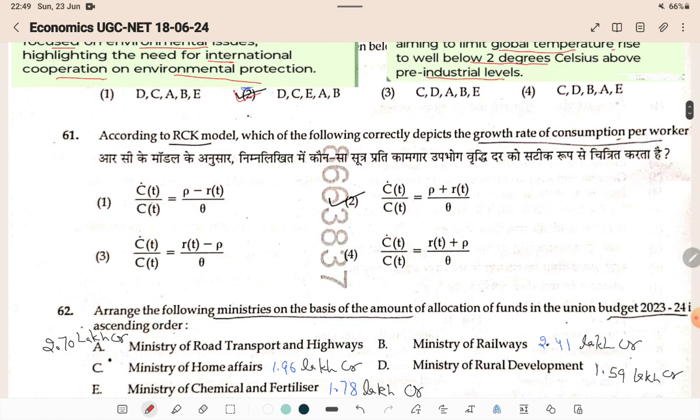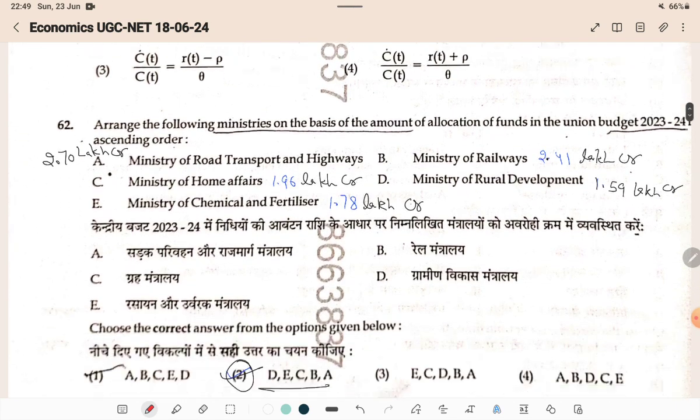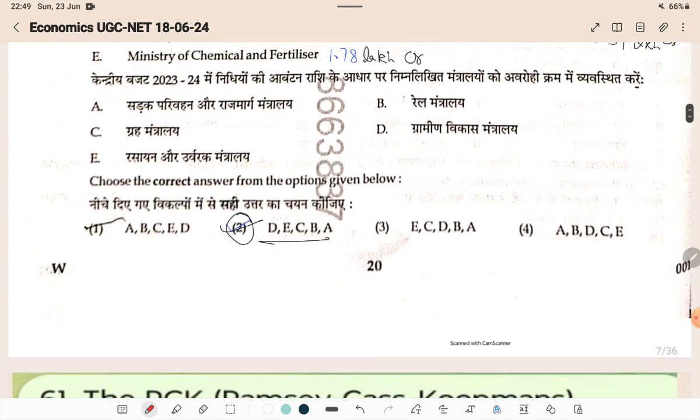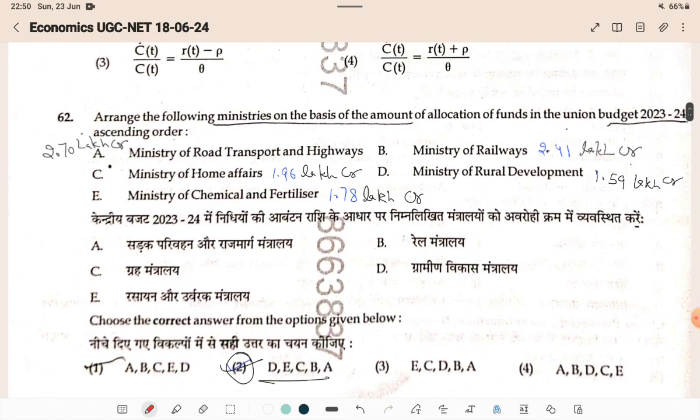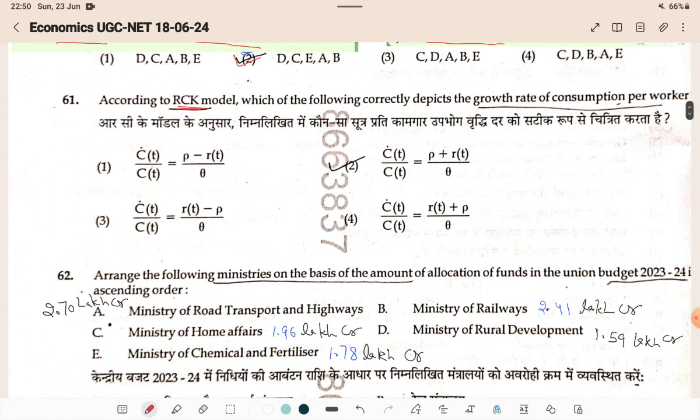Now the next question: according to the RCK model, Ramsey, C was the Cass, and K was the Koopmans model, which of the following correctly depicts the growth rate of consumption per worker? Growth rate of consumption per worker. So second will be the right formula for growth rate of consumption per worker according to the RCK model.